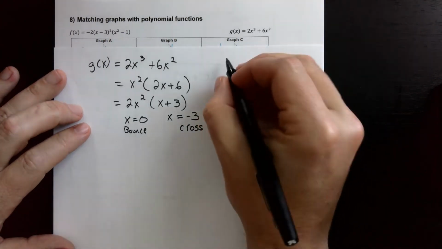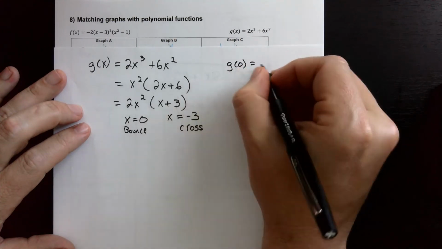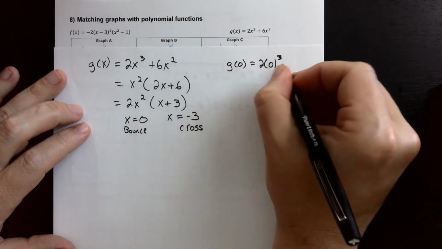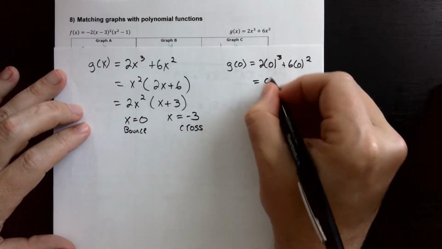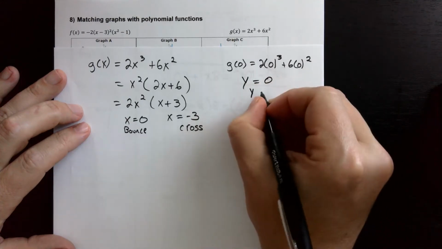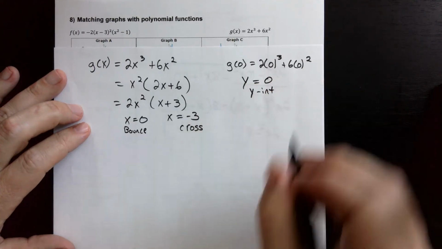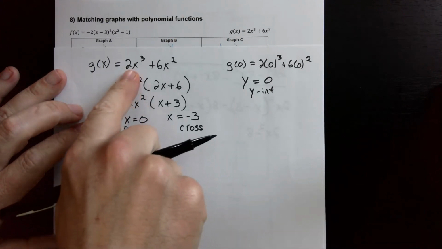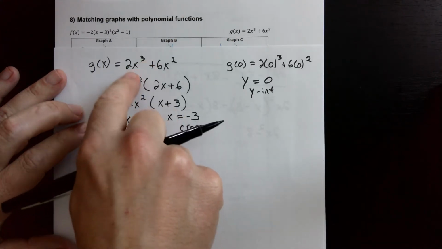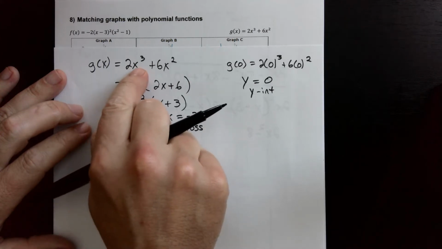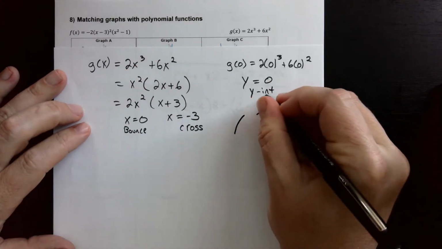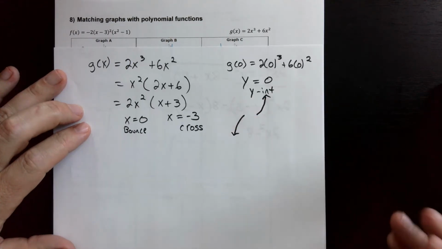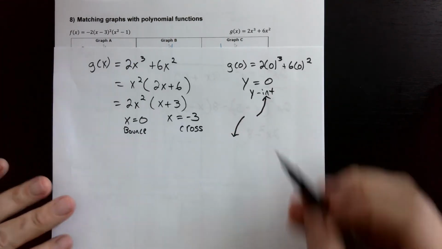All right, so odd degree cross, even degree bounce. For the y-intercept, you'd have to plug in 0. That's going to turn out to be 0 because both of these terms have an x in them, and if you put a 0 in for x, the whole thing goes to 0. So your y-intercept is y equals 0. We can also look at the end behavior. The leading term here, the highest degree term, is x to the 3. So that's odd, and this is positive, so it's going to look like this. We need to find one that's going down to the left and up to the right.